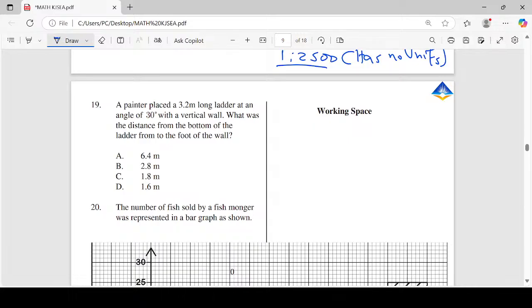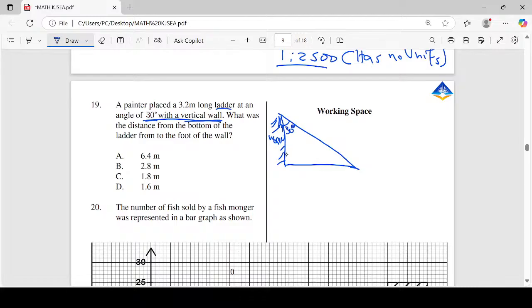Now, let's have a sketch. Assume this is my wall. Hii ni ukuta. That's my wall. Now, we have a ladder, ngazi, like that, at an angle of 30 degrees with a vertical wall. Remember, not with the ground, it has been said with a vertical wall. That's what you need to know. This is my wall standing vertically. This is a ladder, but it's making an angle here of 30 degrees.